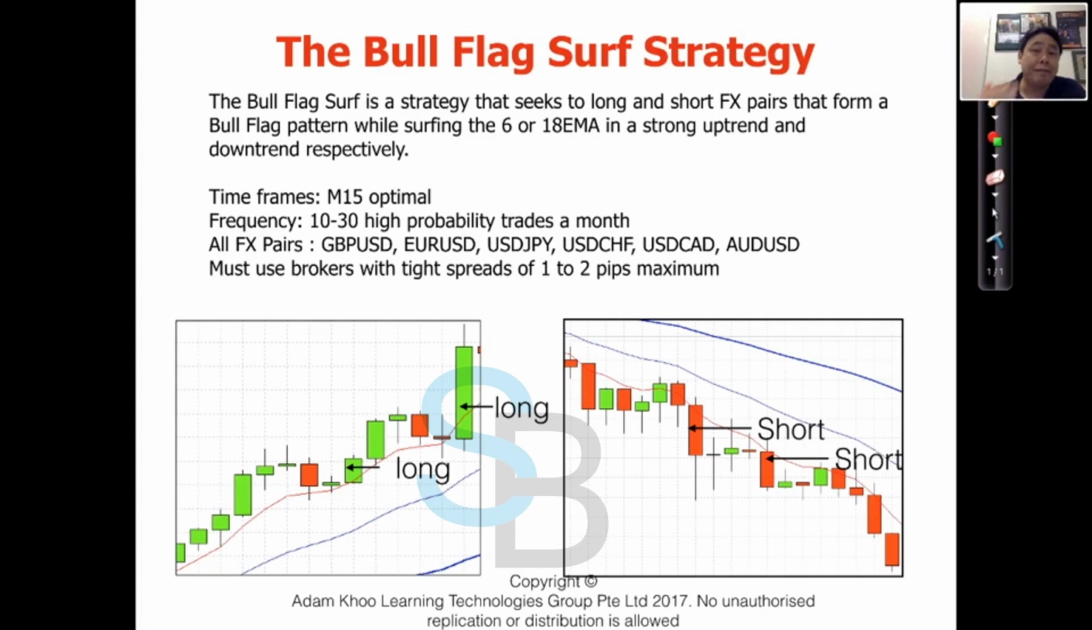So first of all, let me define it. It's a strategy that seeks to go long on forex pairs that show a bull flag pattern while surfing the 6 or 18 exponential moving average on a strong uptrend. At the same time, we're going to go short on forex pairs that form a bull flag pattern, surfing the 6 to 18 EMA on a downtrend, respectively. So a few questions we have would be, number one, what the heck's a bull flag? Number two, what's surfing? We'll get into that in a short while.